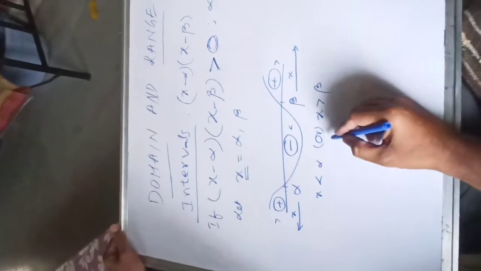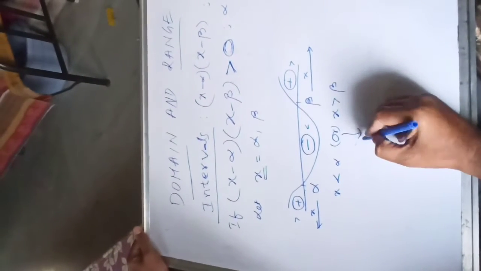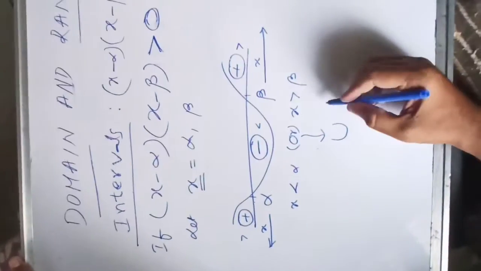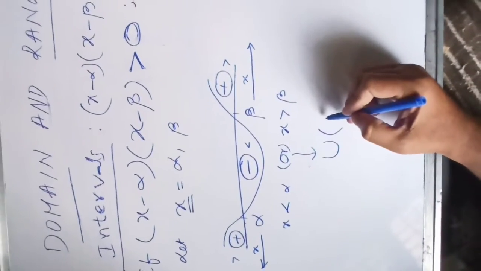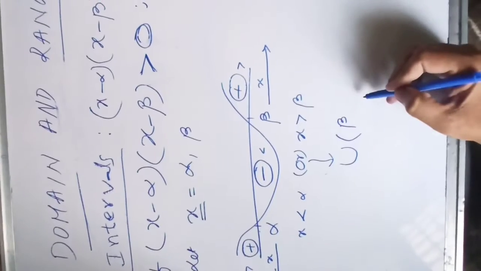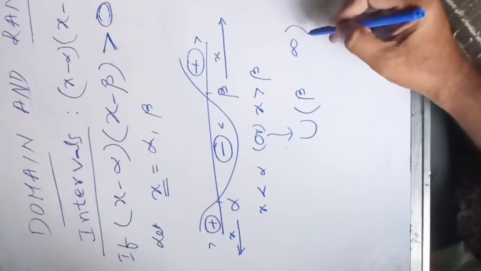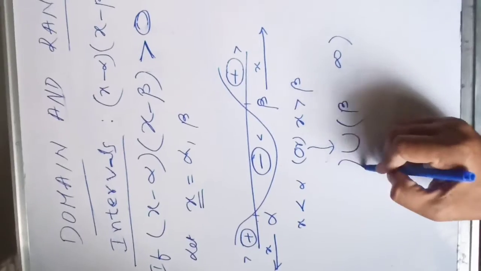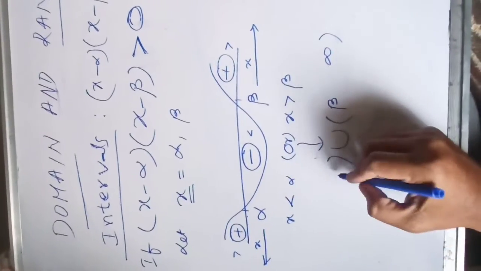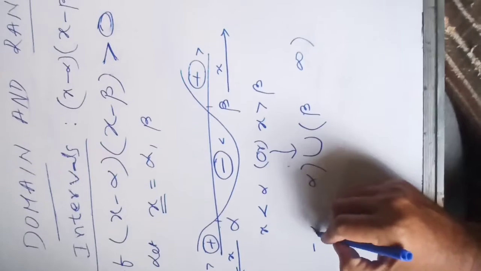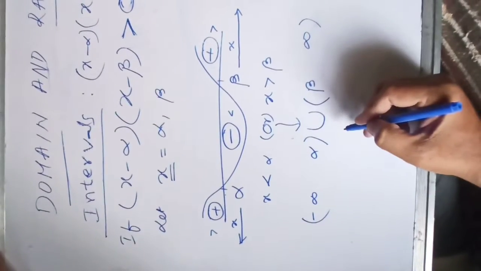Okay, so this answer we can write as a union. For x greater than beta, it starts from beta and goes up to plus infinity. And on this side, less than alpha, before the alpha, it goes up to minus infinity.